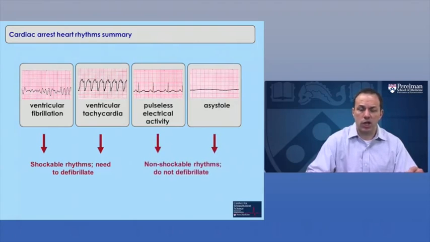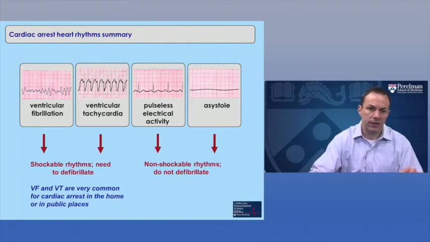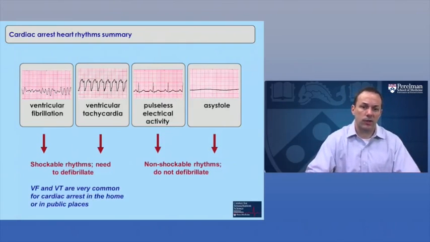These rhythms do not need a shock. So with this one slide, I've taught you one of the most fundamentally important things about using defibrillators, the identification of the right rhythm that needs a shock or does not need a shock. Now it turns out VF and VT are very common for cardiac arrests that occur in the home or in public places. So that's why defibrillators are that important, because many patients who collapse suddenly are in either VFib or VTach, I should say ventricular fibrillation or ventricular tachycardia. That's the reason for placing defibrillators in public places.